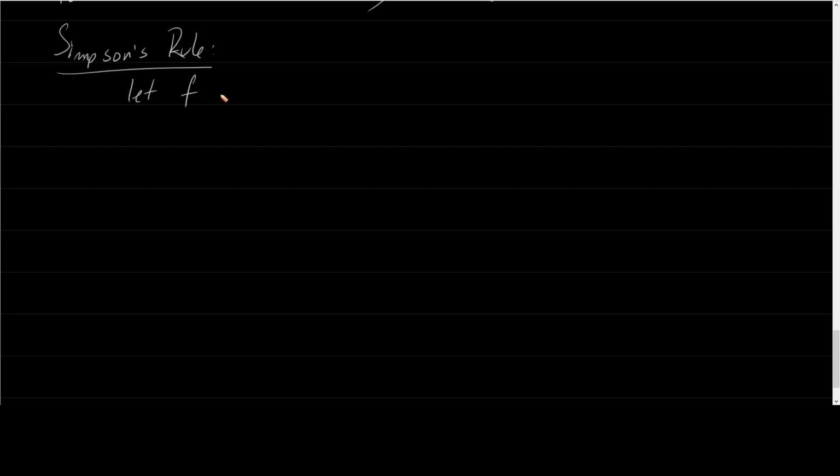Let f be continuous on the closed interval [a, b], and let n be an even integer. It is very, very important that we have an even integer here. So Simpson's rule, we end up with the following.